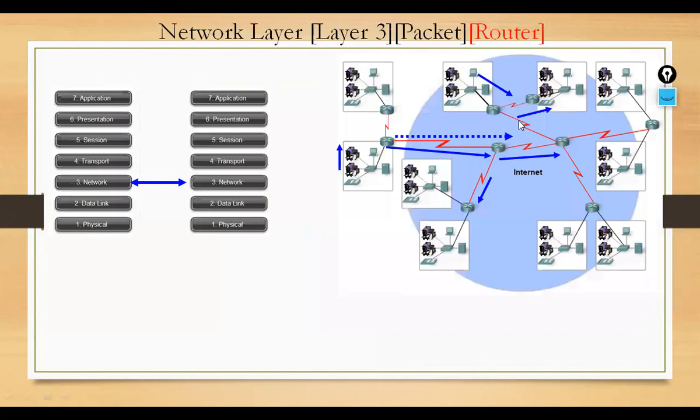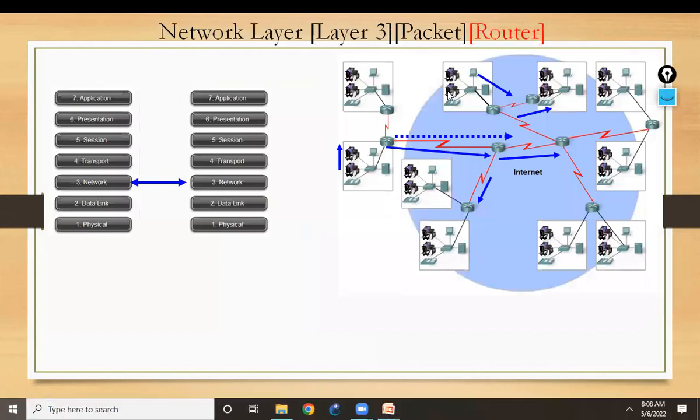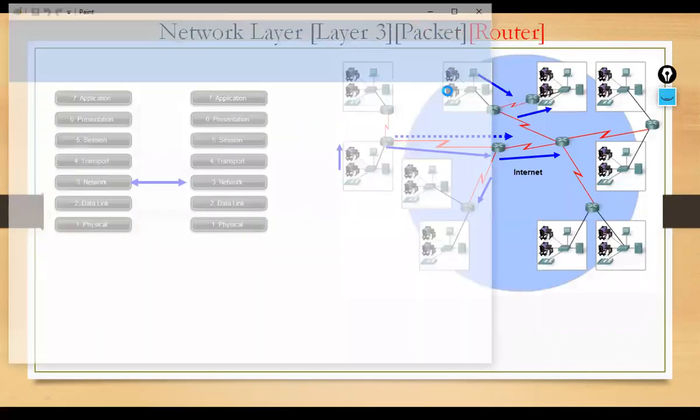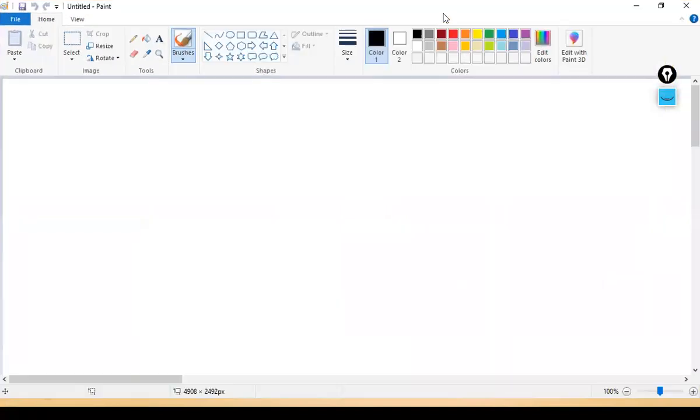Okay. Now we'll talk about the network layer. Talking about the network layer, 3 main functions are there. Of which the first function is called routing. Yes, the first function is called routing. Let me tell you what routing is.